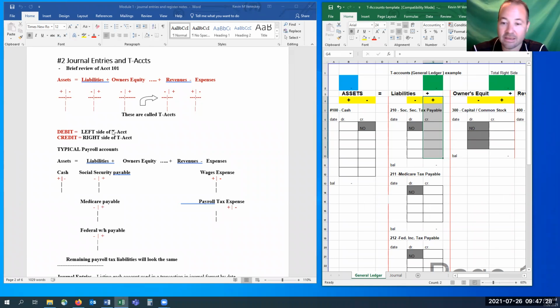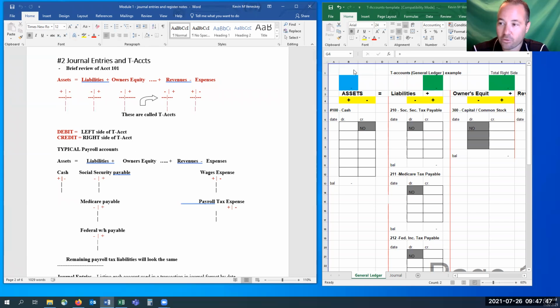So you can't think of credit as being a plus or a minus, or a debit as being a plus or minus, just because it can be either. Just think of debit as whatever is on the left side of the T account or the journal entry, and a credit is on the right side of the T account or journal entry.